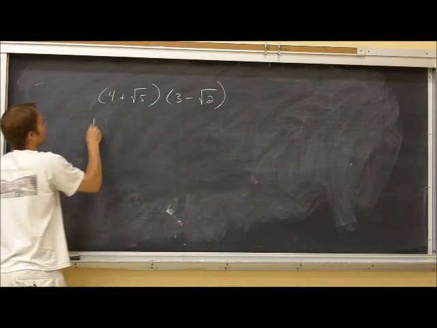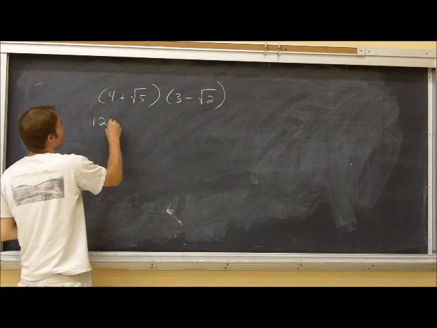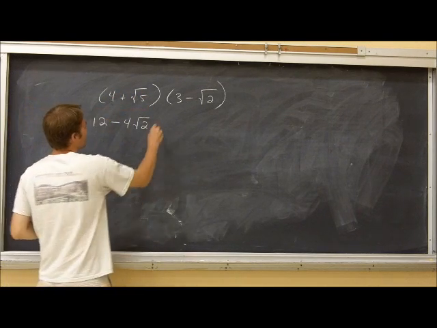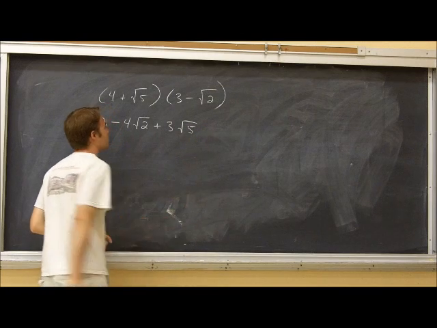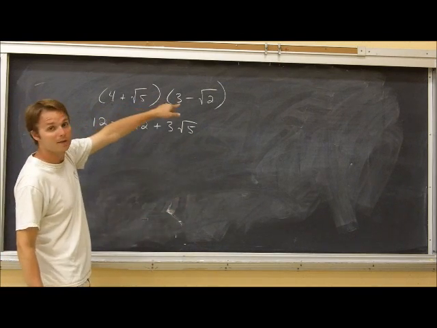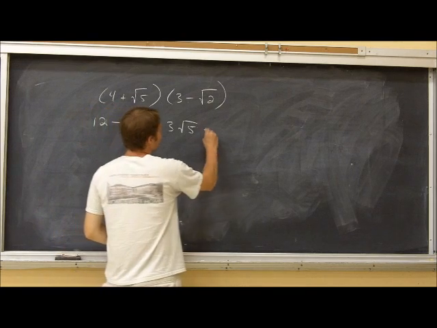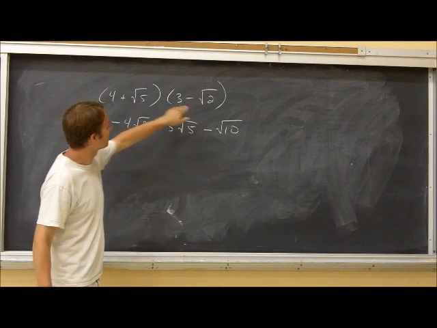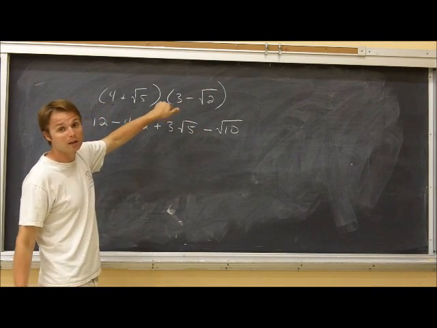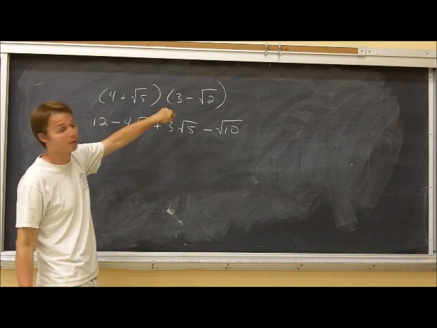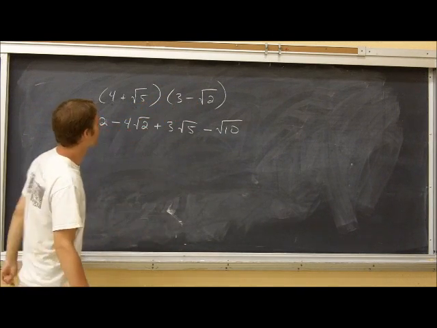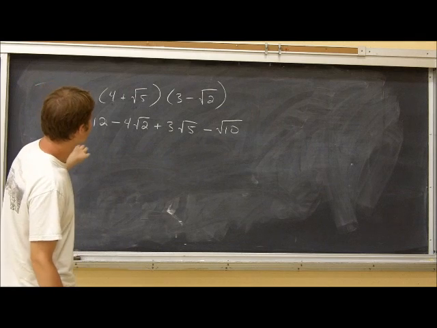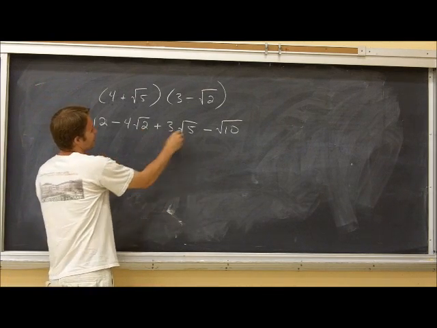So 4 times 3 will be 12. 4 times negative square root of 2 will be minus 4 times the square root of 2. Square root of 5 times 3, this will be plus 3 times the square root of 5. And then square root of 5 times negative square root of 2, this will be a negative square root of 10. Because remember, when you're multiplying two radicals and they're exactly the same radicals, in this case square root, you can multiply the parts that are underneath the radical. In this case, I can multiply the 5 times the 2. And then the last thing I want to do is look up here and see does anything simplify. In this case, I can only add and subtract radicals when they're exactly the same.